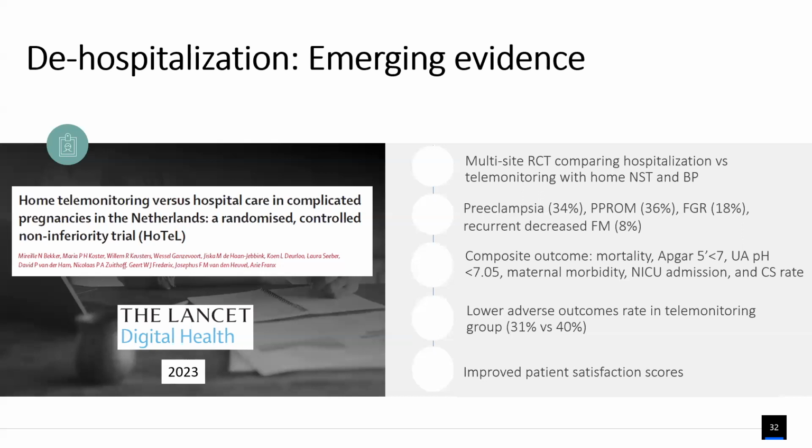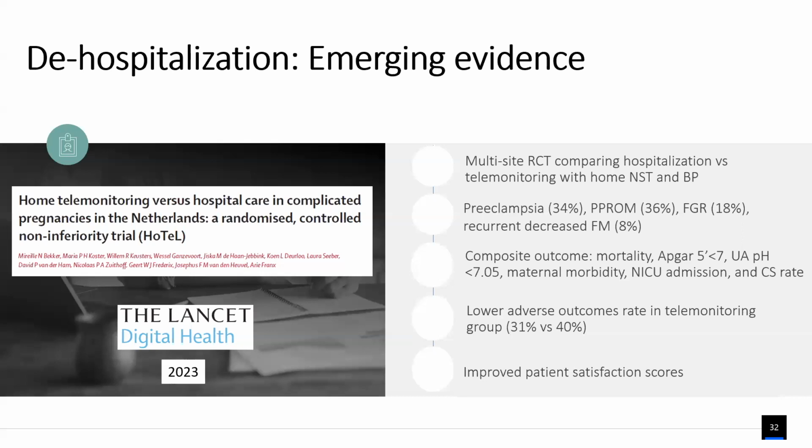And they found in that study, which they powered for non-inferiority, meaning they weren't necessarily powered to say, I'm going to see a difference. They just wanted to have enough patients in the study to say that the overall outcomes should be similar, whether you are at home versus in the hospital.